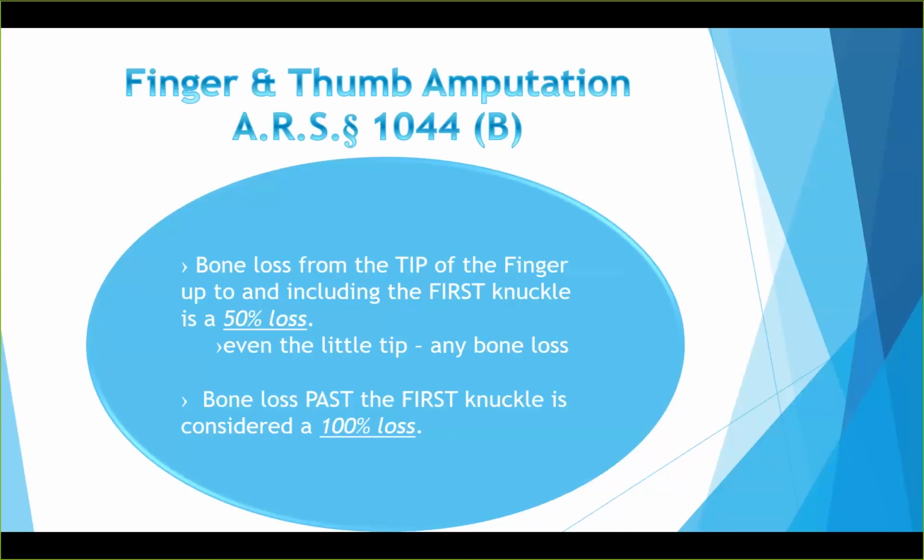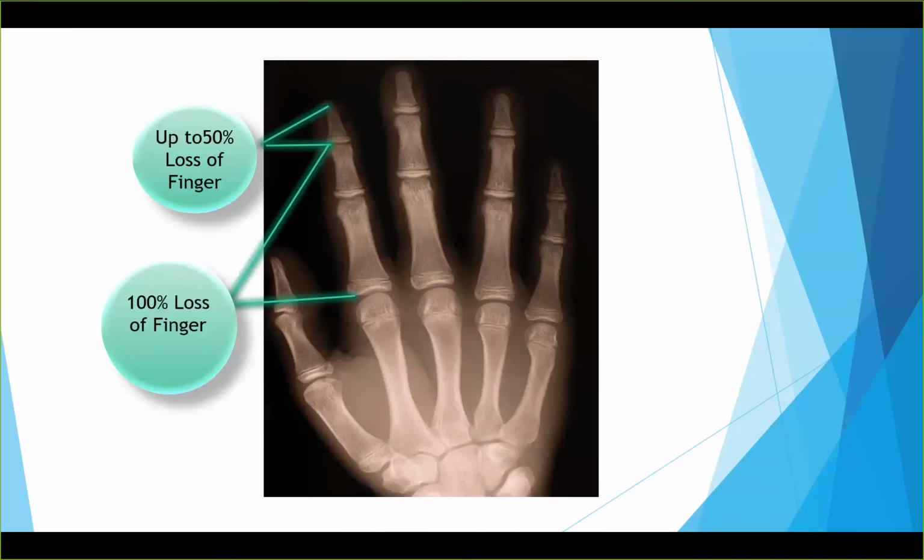Now, for finger and thumb amputations, bone loss from the tip of the finger up to and including the first knuckle is considered a 50% loss, even if it's only a little tip of the bone. Bone loss past the first knuckle is considered a 100% loss. And here is an example of that.